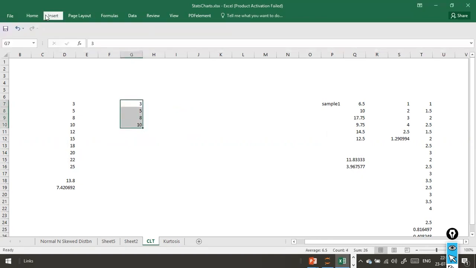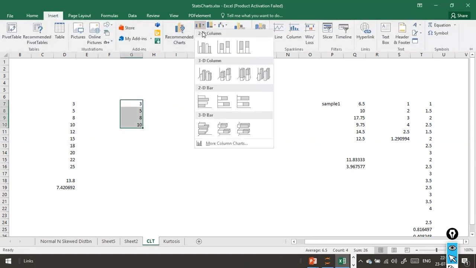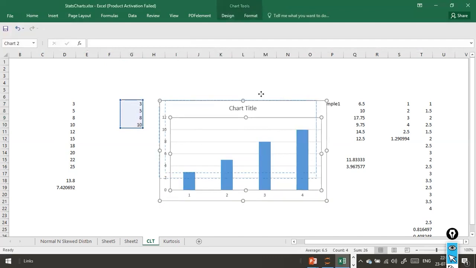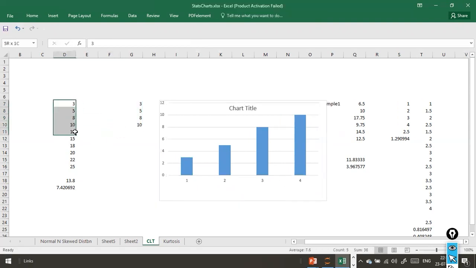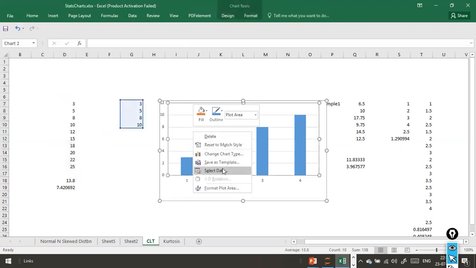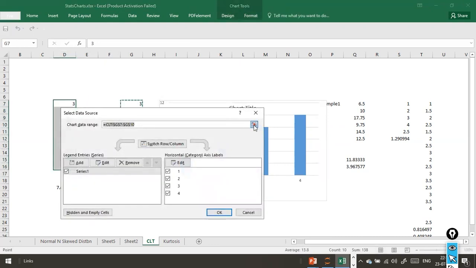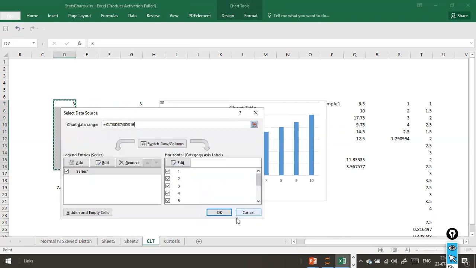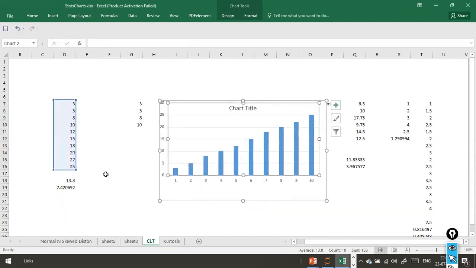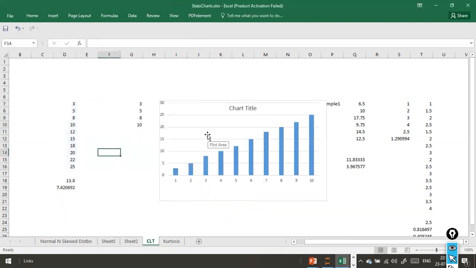Here I go to Insert and select this one. Is this a normal distribution? No, this is not a normal distribution. So in addition to this, I'm going to draw some more samples from the population. Then I'm going to select the data from this one and increase my sample size.